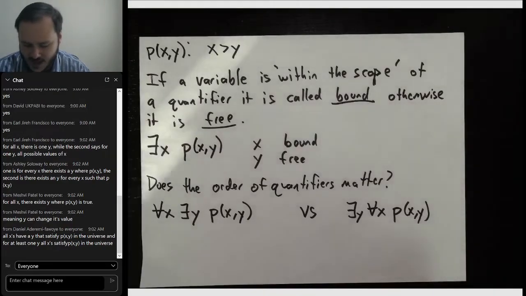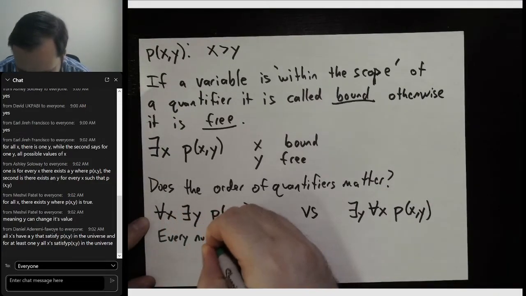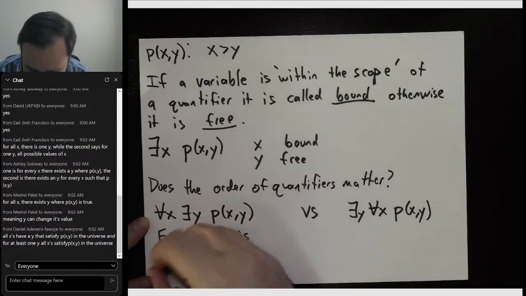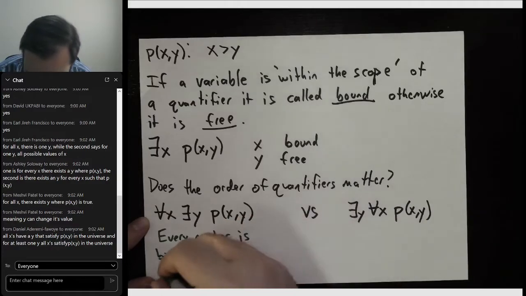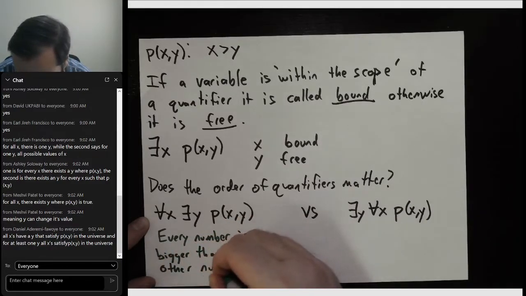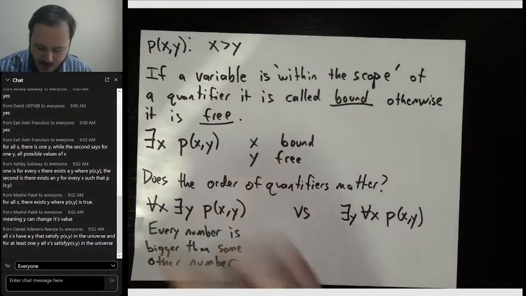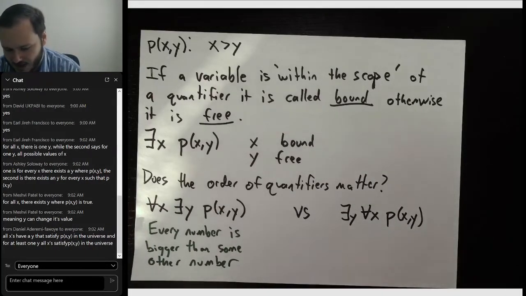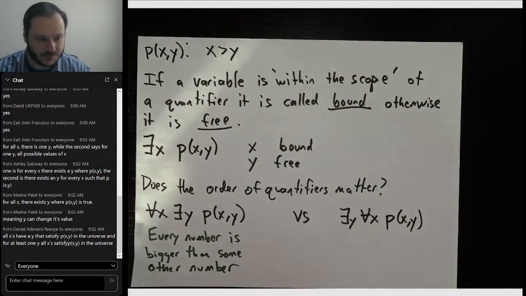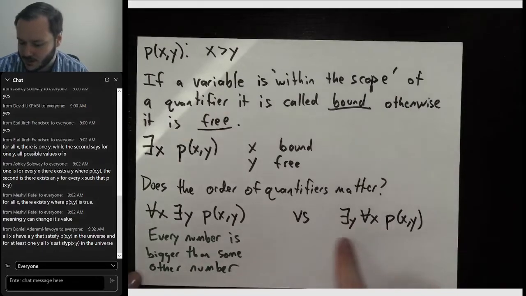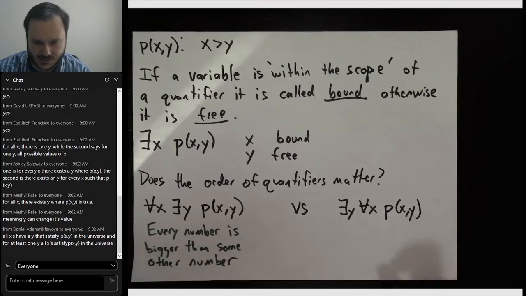It means every number is bigger than some other number. Every number for all x is bigger than some other number. There exists a y that's smaller than the x that I picked. How can we write this mathematical statement in a nice English sentence?